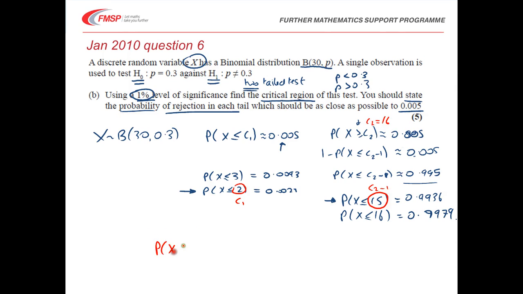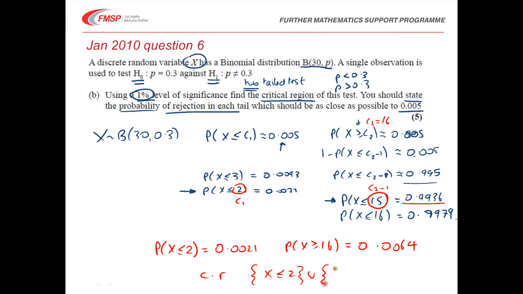The probability of x being less than or equal to 2 has a probability of 0.0021. The probability of x being greater than or equal to 16 is actually going to have a probability of 0.0064. Okay, that's 1 minus this. And your critical region itself is going to be the union of x being less than or equal to 2 and x being greater than or equal to 16.